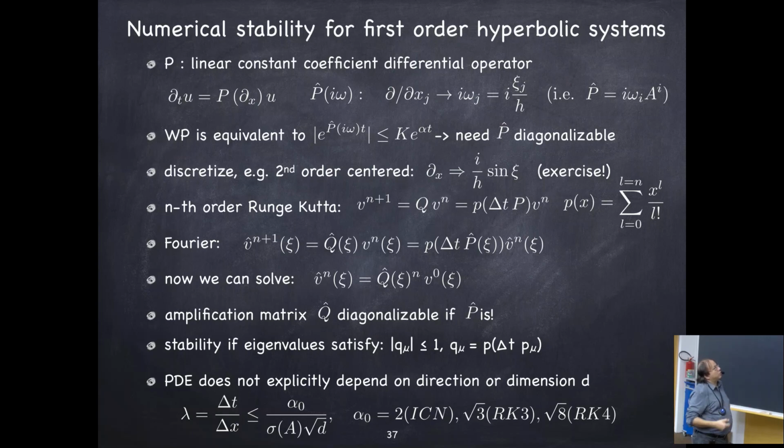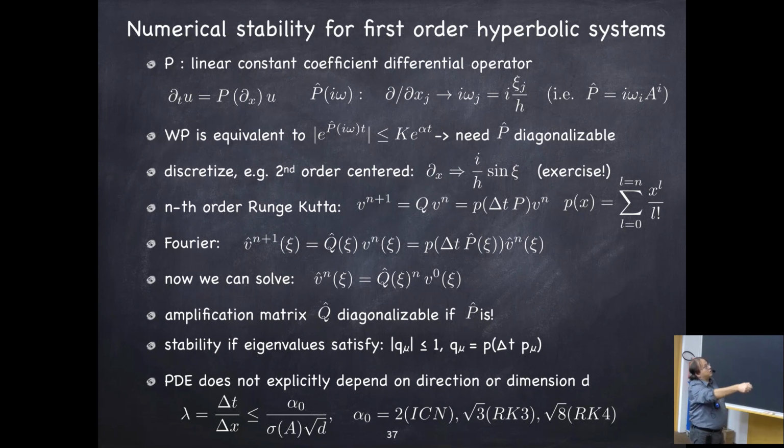This Q we also call the amplification matrix, because it tells us whether the solution grows or decreases. If it increases, then in general this is unstable. And now you can check that if the principal part P is diagonalizable, then this is also diagonalizable. So this feature carries over. And if it's diagonal, then we can discuss its norm simply in terms of all of its eigenvalues. The condition we need is that all the eigenvalues have to be smaller or equal than 1. Better strictly smaller than 1 if you want to be on the safe side.